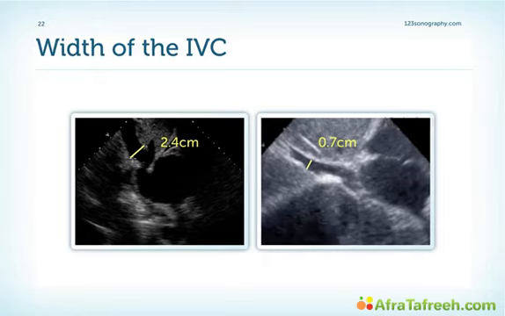On the left, you can see a dilated inferior vena cava measuring 2.4 centimeters, and that's obviously abnormal. In comparison, on the right-hand side, you can see a patient with a normal inferior vena cava, and that's measuring 0.7 centimeters. What we know out of literature is that this correlates quite well with right atrial pressure, and the cutoff value is around 1.5 centimeters.